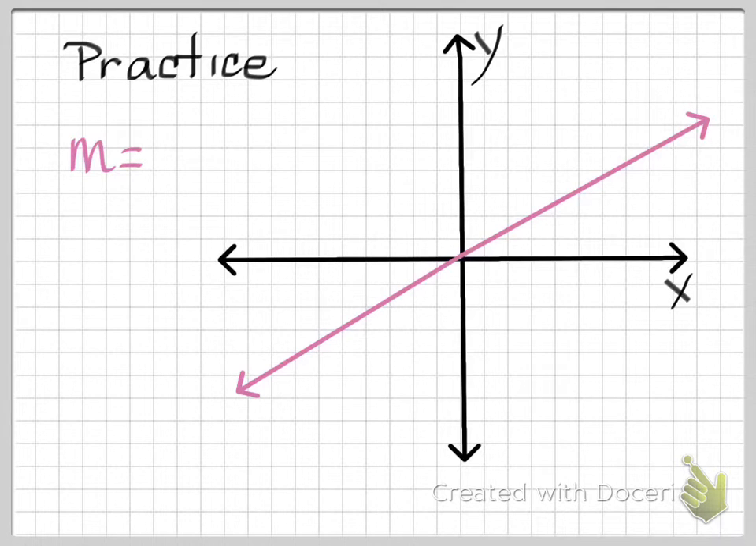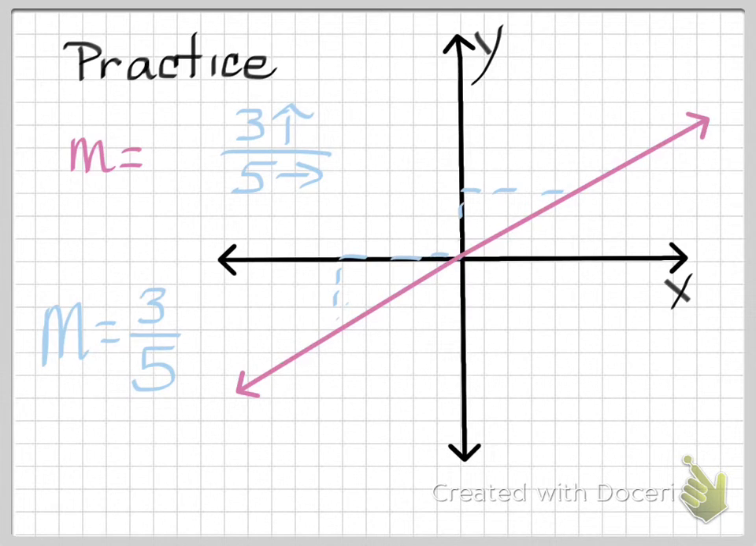Right, here's some practice for you. I'm going to give you a minute there. You might want to pause it. Look for identifiable points, and then count. Well, it's positive because it's rising, and it's 3/5.